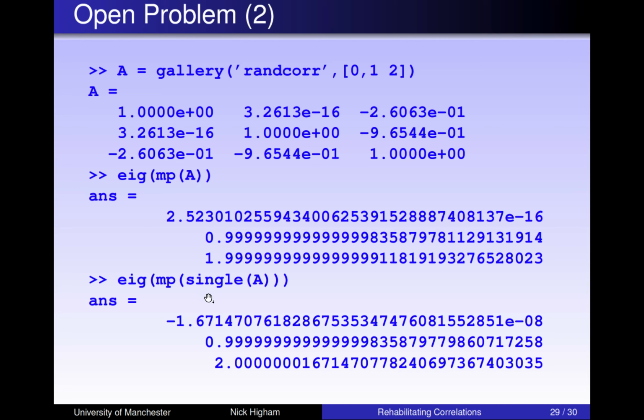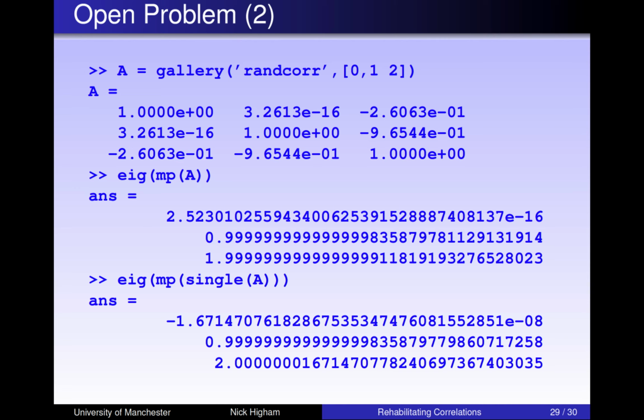I've then rounded it to single precision, computed the eigenvalues accurately again, and now I find that I have a negative eigenvalue. So just the act of rounding from 16 digits to 8 digits has been enough to perturb that tiny positive eigenvalue to make it go negative. So rounding can introduce indefiniteness. So what can we do about that?